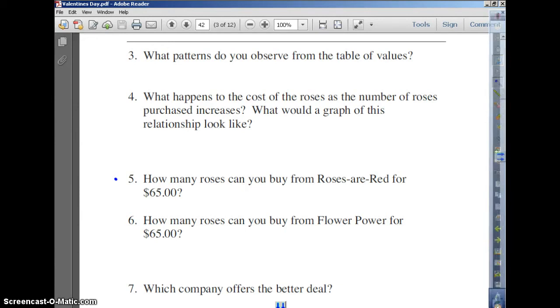Number 5, how many roses can you buy from Roses Are Red for $65? How many roses can you buy? Pause the video here. And along those same lines, on question number 6, how many roses can you buy at Flower Power for $65? Pause the video here.